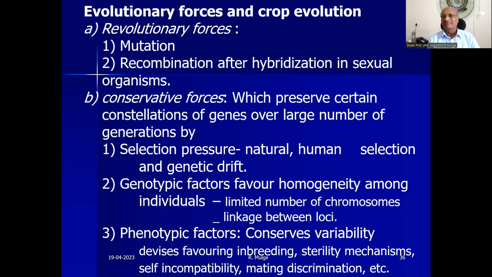It can survive through different types of genotypes. They can have an answer for change in the environment or selection pressure. So evolutionary forces are mutation and recombination after hybridization in sexual organisms. Then, of course, in asexually propagated organisms, mutation always happens.